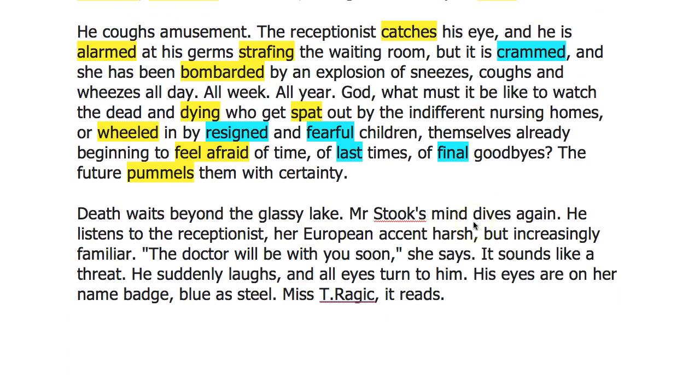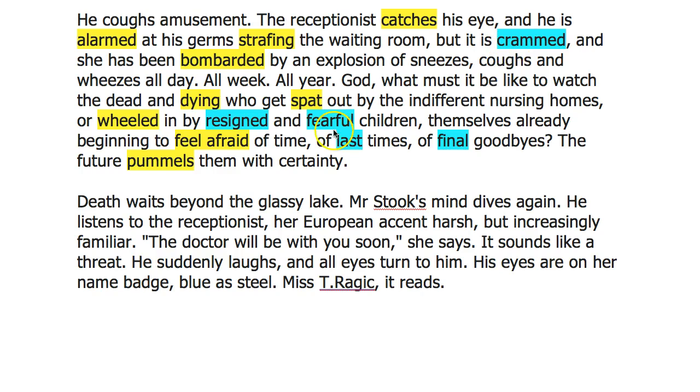If we come down to this paragraph here, crammed, resigned, fearful, last and final, I put a few together here for impact, and they're all connected to this idea of him reaching the end, or anyone who is in his position reaching the end. So I'm not using adjectives because I have to use adjectives. I'm using them here to create that sense of rhythm that I talked about with the repeated sentence structure, with the repetition. So don't pepper your writing with adjectives just because you're describing. Make sure they serve the purpose that you're after in that paragraph.